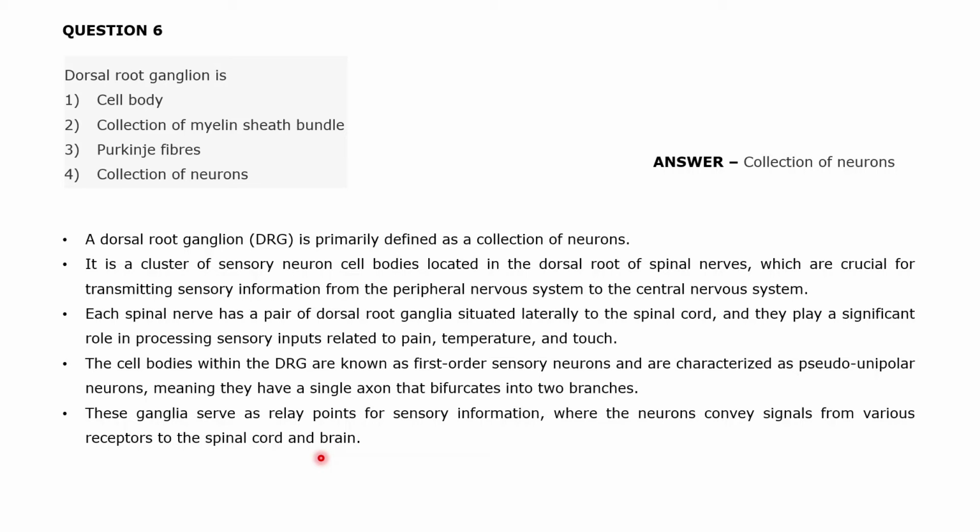So dorsal root ganglia is basically a collection of neurons. Purkinje fibers, actually, I think they are present in our heart, right? So the pacemaker of our heart, I think that's what it means. I don't actually recall, but I think it carries action potential to keep the heart beating, right? Collection of myelin sheath bundle is not the answer, so the answer is collection of neurons. So I think this answer is clear. If anyone has any doubt, you can just type in the chat box.